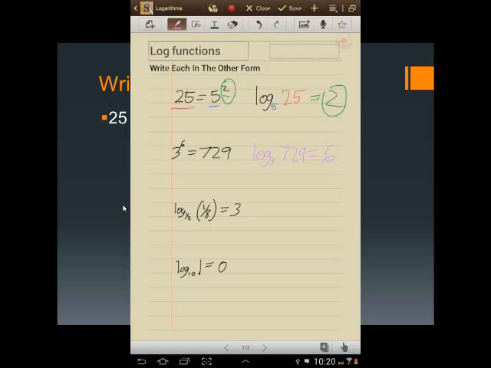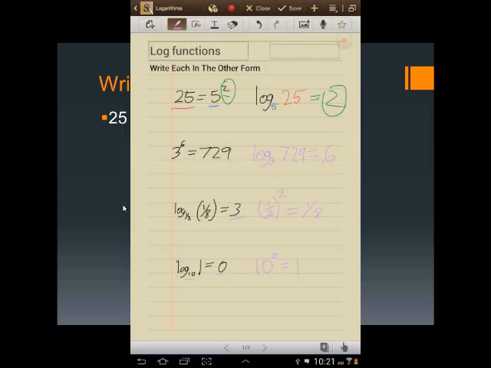Now we're going to switch that around. Log base 1/2 of 1/8 equals 3. That meant if you take 1/2 to the third power, remember that is the exponent, it equals 1/8. One more. Log base 10 of 1 equals 0. The base is 10, so the base is 10. The log equals the exponent, equals 1.